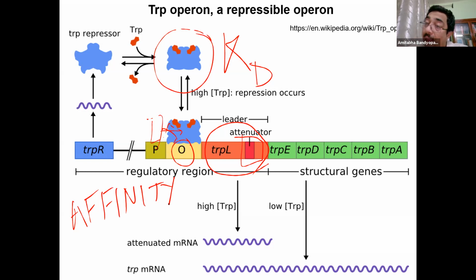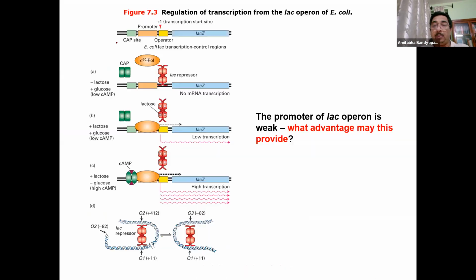If the affinity was very high, then even at a low concentration of tryptophan, it will bind to the repressor. But as evolution has dictated, the affinity of tryptophan towards this repressor is very low. Therefore, tryptophan can stably associate with it only when the cellular tryptophan concentration is very high. The same is the case with the promoter for lac operon. The lac operon has a weak promoter.